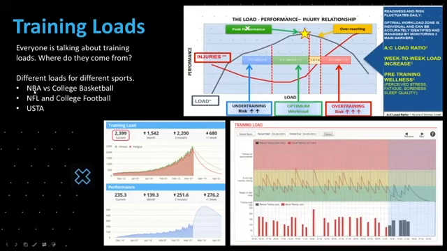In the NBA versus college basketball, the metrics we use and how we look at acute to chronic is completely different than what I would look at for the NFL or college football, and different again for a more individual sport like tennis and the USTA. So there is no set. We have to find out what works best for you, and you make adjustments not just for you but also for your players. This is a moving target, and everybody is going to be starting off different.